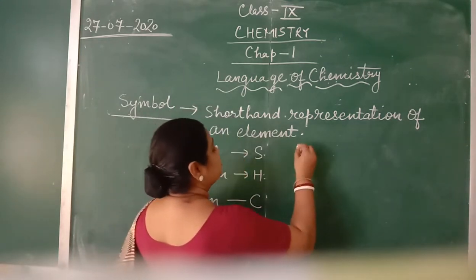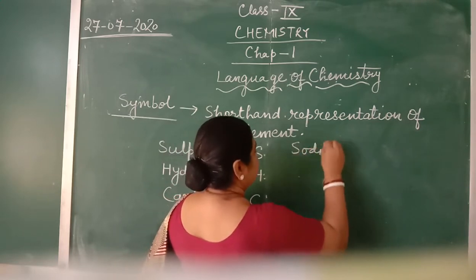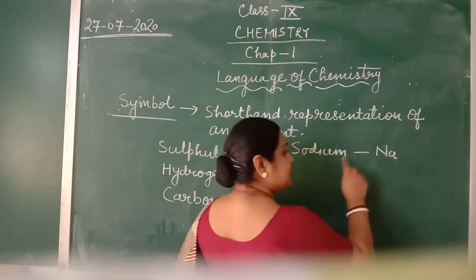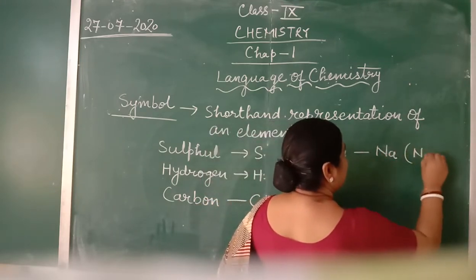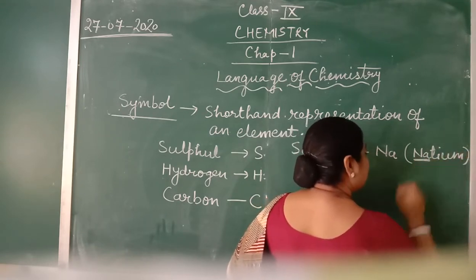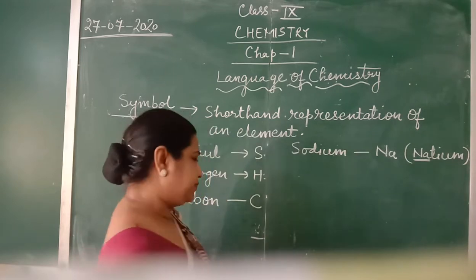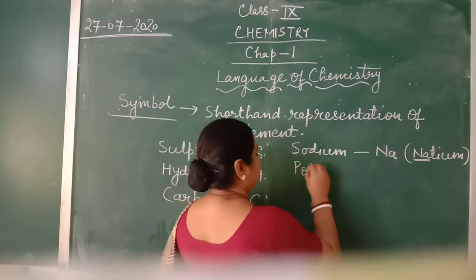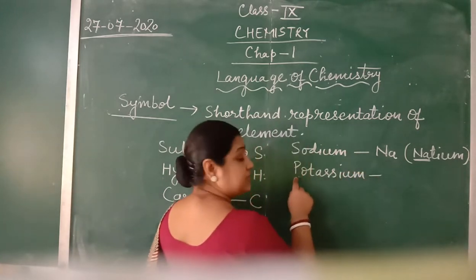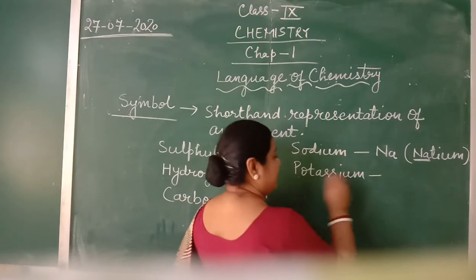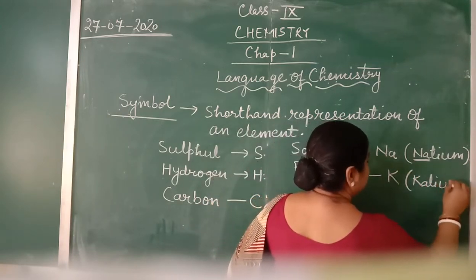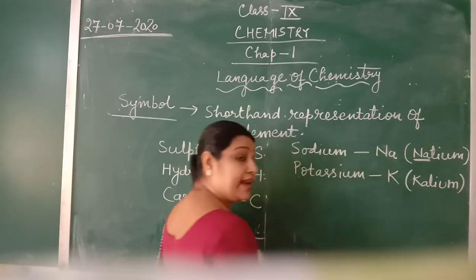Like sodium. Sodium symbol is Na. Why is it Na? Because the Latin name of sodium is natrium and the first two letters are taken as a symbol. Potassium. Symbol of potassium is not P. It is K. Why? Because the Latin name of potassium is Kalium.